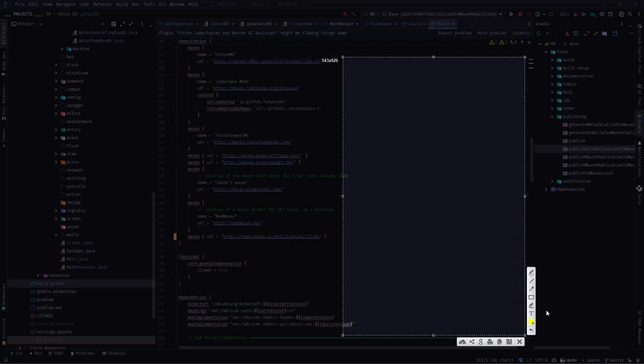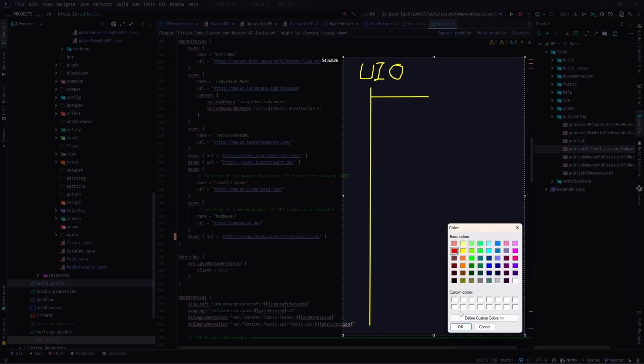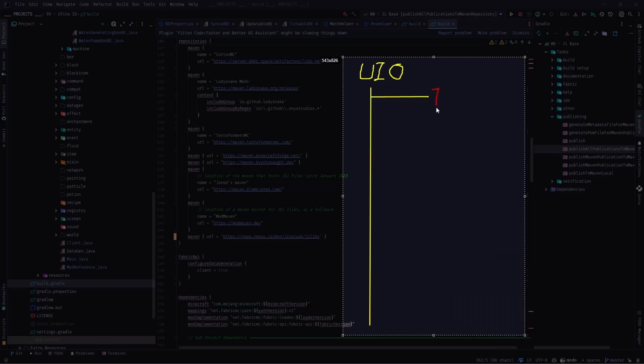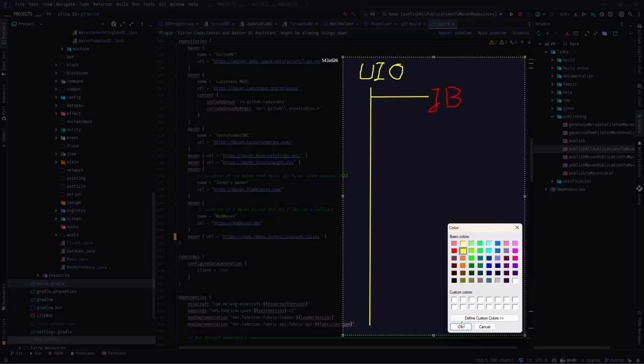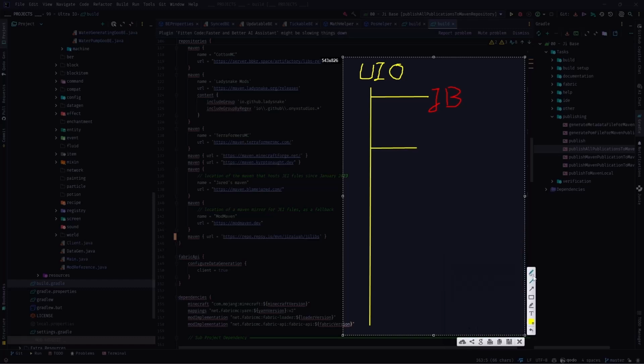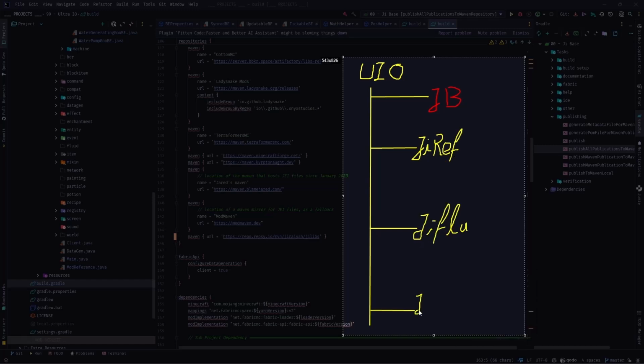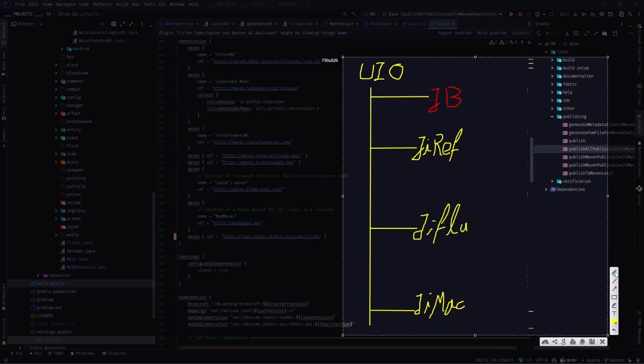Let's see the hierarchy of UIO. Right now, if I include the libraries into each other, this is what will happen. UIO is including the gbase itself. So let's call it JB. Then we will have something like the gReference, okay? Then we will have gFluid, and then we will have gMachina. Let's talk about these ones now. Okay, the gReference, the gFluid, and gMachina. Now, the problem is that gMachina will have a copy of gFluid inside of itself, okay?